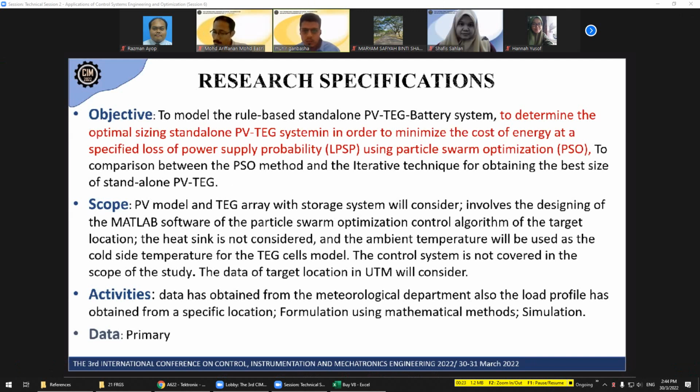The scopes of this project: integration between PV and thermoelectric generation with battery bank in order to configure the standalone system. The temperature, radiance, and load profile have been used as the input data. Also, the heat sink and control system are not considered in this work. The ambient temperature is used as the cold side temperature of the thermoelectric generation. MATLAB software has been used to analyze this system.